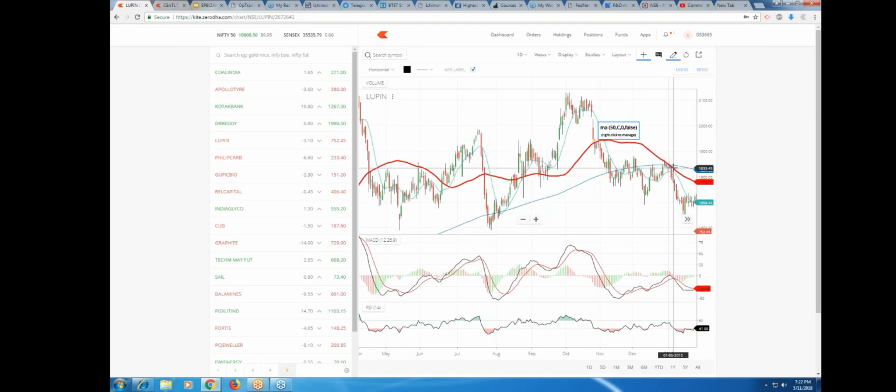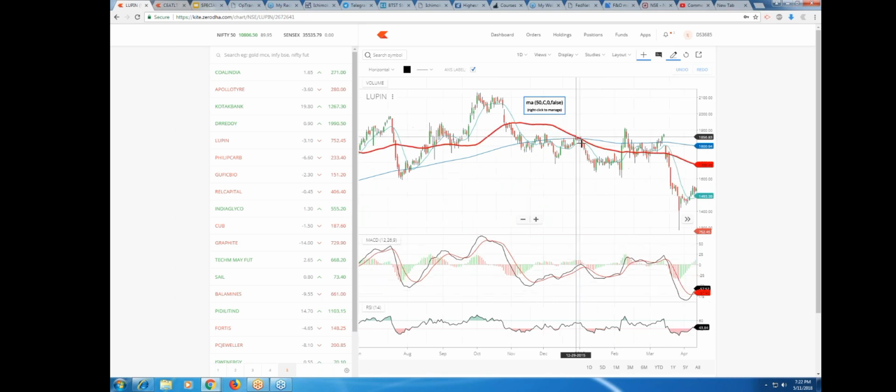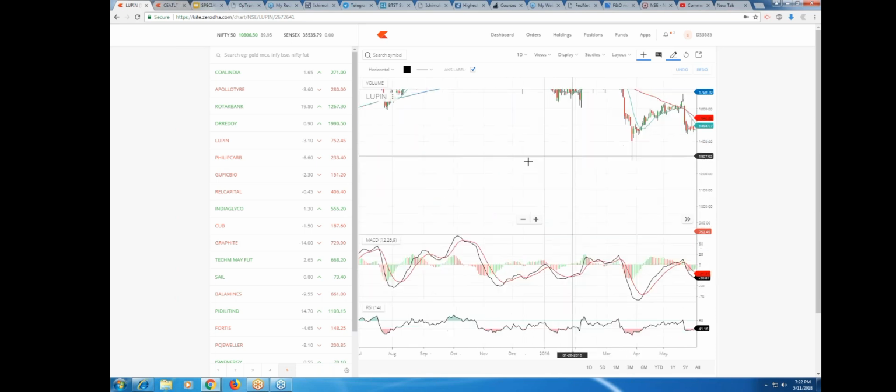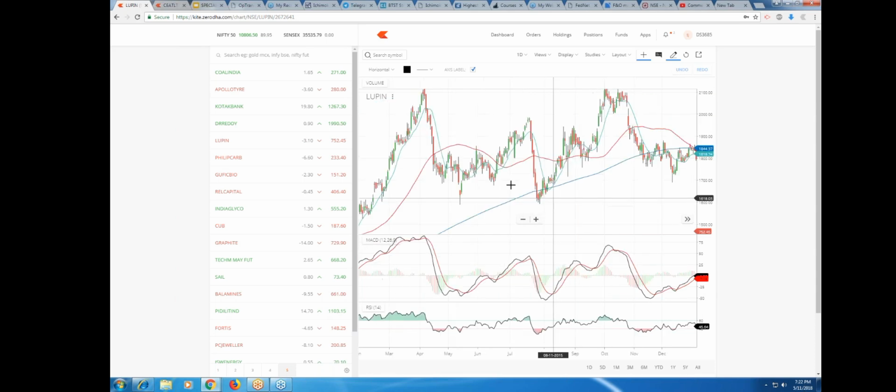So what is the condition? The stock should already have fallen down, come below the 10 moving average, and should cross the 50 moving average. When the stock tries to go up, experiences resistance and comes below the 10 moving average, that is when you need to short, right?